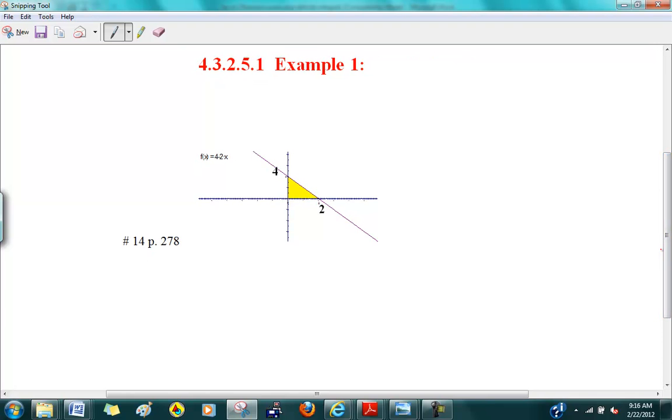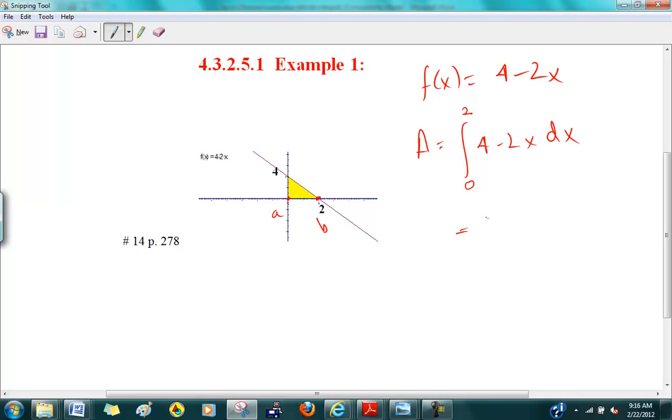So I want to find the yellow shaded area and my function f(x) is equal to 4 minus 2x. That's my function. Okay, so from the theorem that I just showed you, the area is going to be equal to the integral of 4 minus 2x dx. So what's A equal to? 0. And B? 2. Because A is here, B is there. Okay?